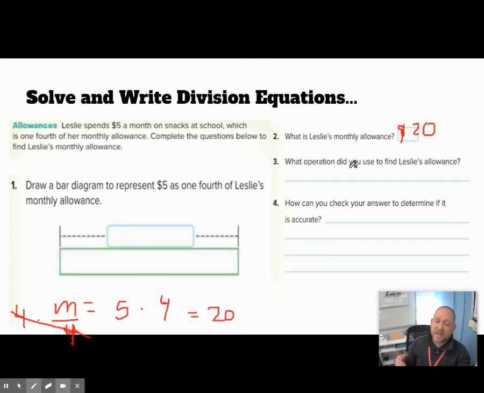And then how do we check this to see if we were right? Well, we can take our total amount, 20, and divide it by what I multiplied by, which is basically the inverse, breaking it back into 4 equal groups, and I get back down to my $5 again. That's how we can check to see if our solution to the equation is accurate.